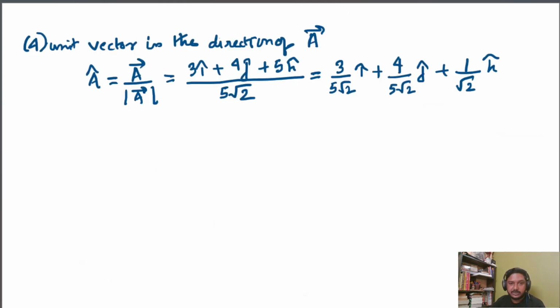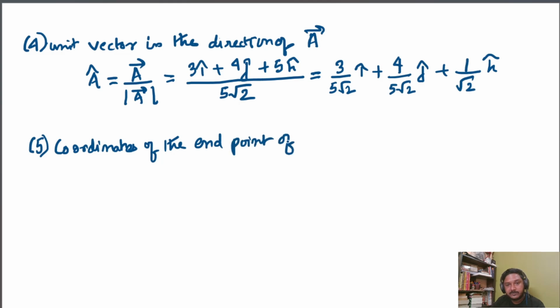So let us write down what will be the coordinates of the end point. Coordinates of the end point of vector A is 3, 4, 5. Okay, and that completes this numerical. So that was about how to solve questions related to unit vector, magnitudes, and representing a vector in 3 dimensions.